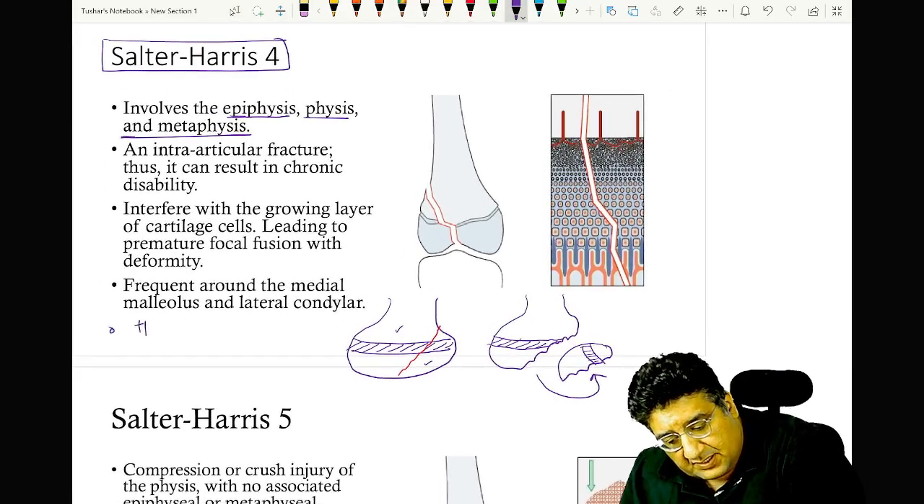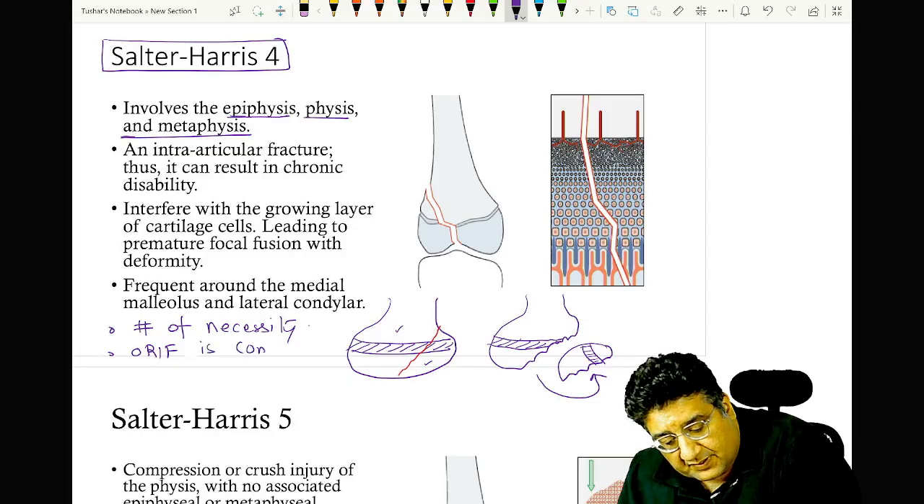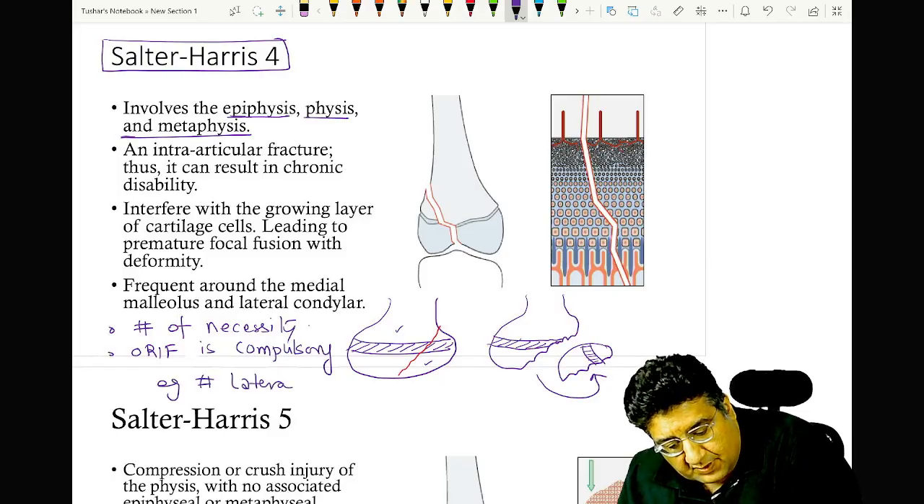That is why I want you to understand that Salter Harris type 4 is called a fracture of necessity. What does that mean? Open reduction, internal fixation is compulsory. A classical example one should and can remember is fracture lateral condyle humerus. I do hope you understand.